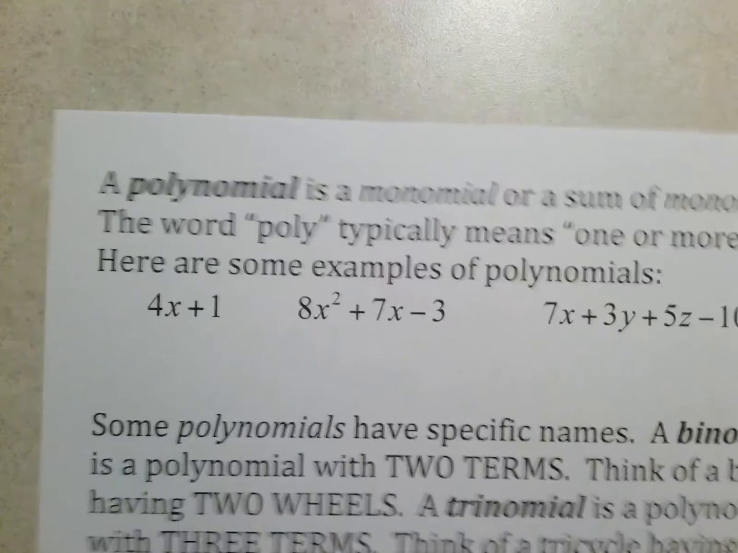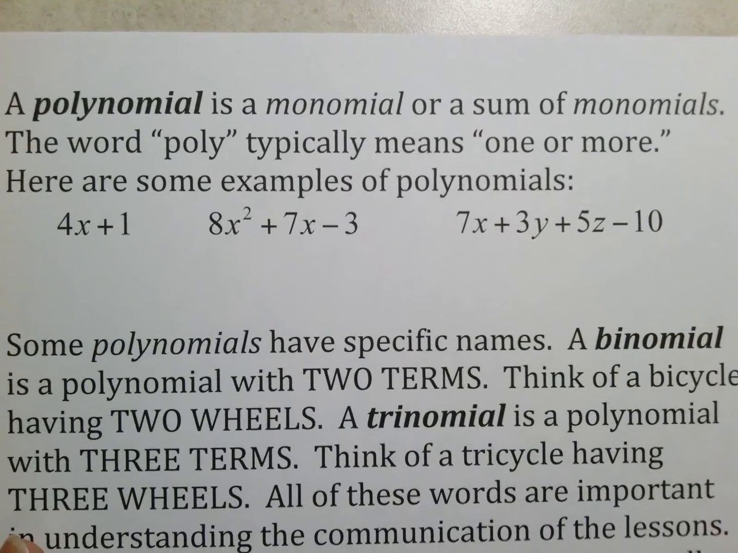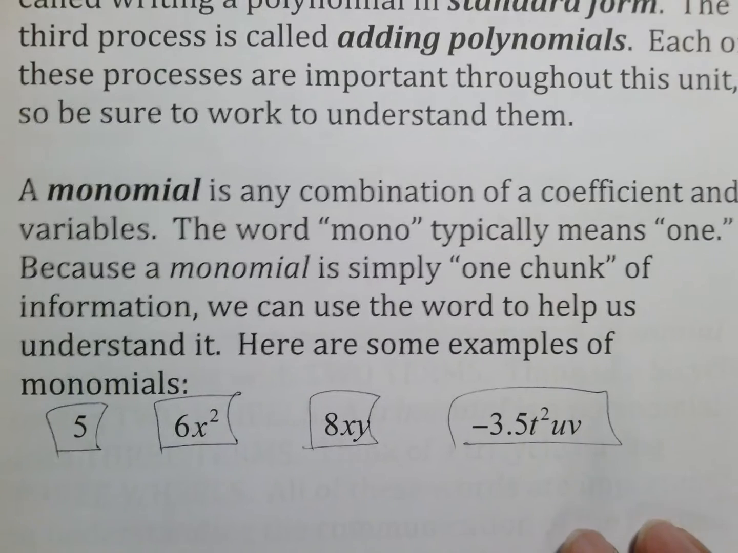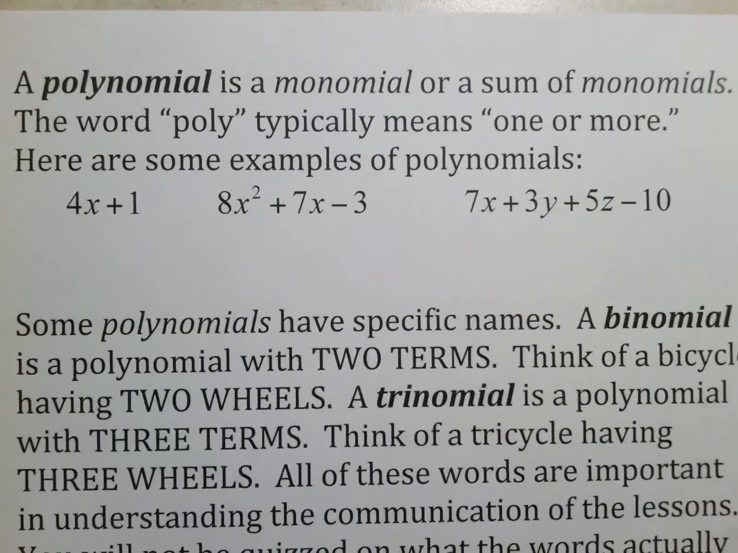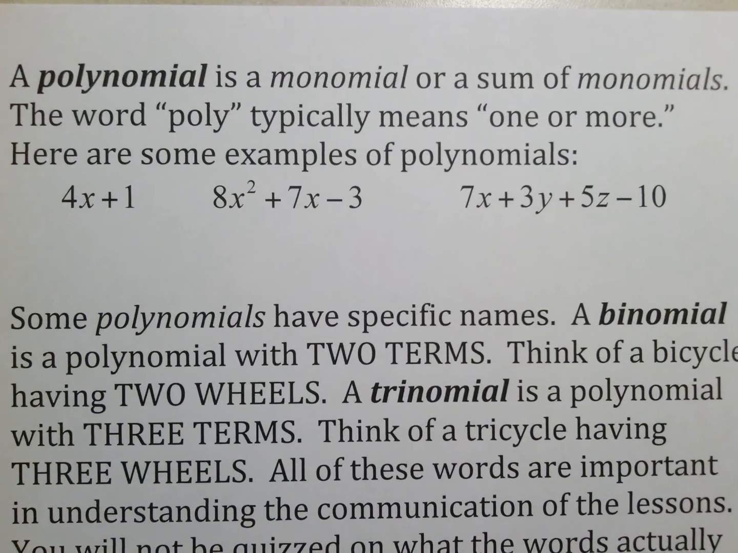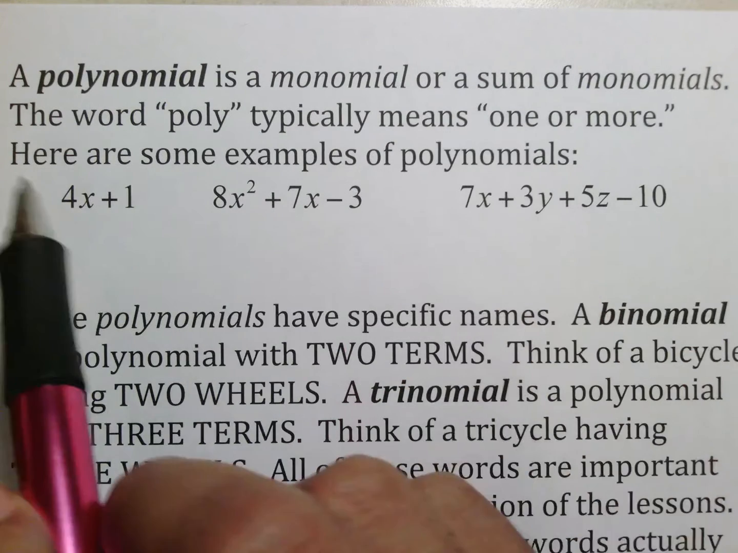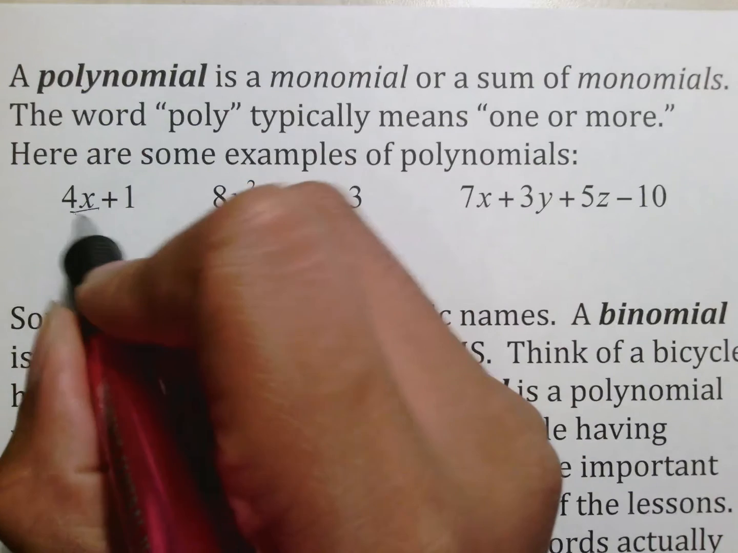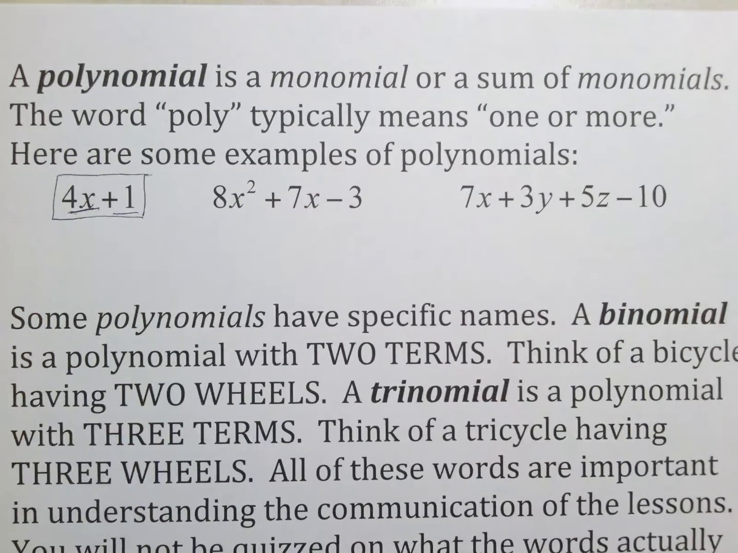A polynomial, on the other hand, is a monomial or a sum of monomials. So even though I said that all these are monomials, you could also call them all polynomials because it's just a general word for it. But a polynomial is either one or more than one. So the word poly typically means one or more. Here are some examples of polynomials. Notice here you have a monomial here, a monomial there, which means this whole thing is a polynomial.